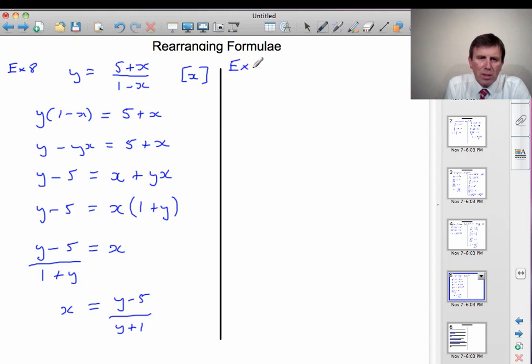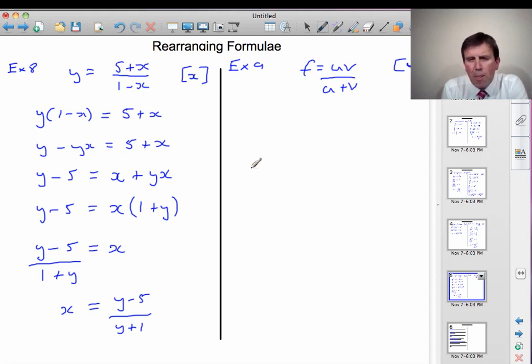Right, final example. This page is an important page, so I'm going to have another example similar to example 8. Let's say f is equal to uv over u plus v. And we're going to make u the subject. So this is similar to the last one in that the u occurs twice in the equation. What do we do first? Get rid of the denominator. Multiply up by the u plus v. So I get f times u plus v on the left-hand side is equal to uv.